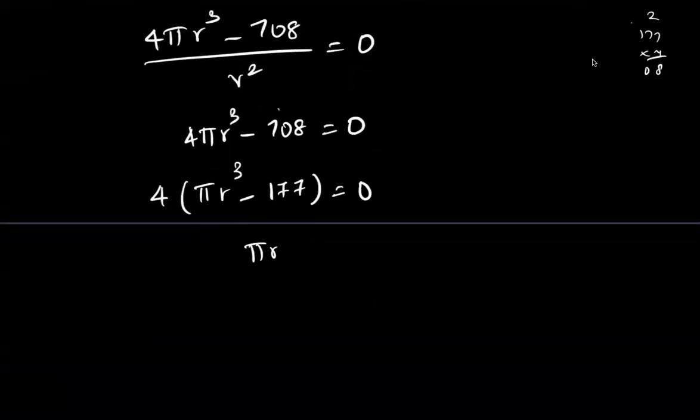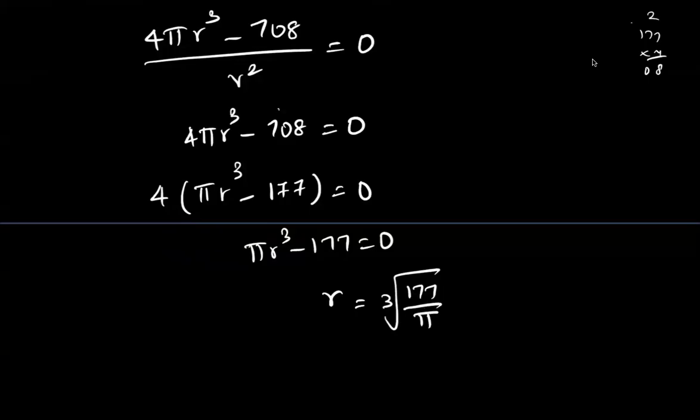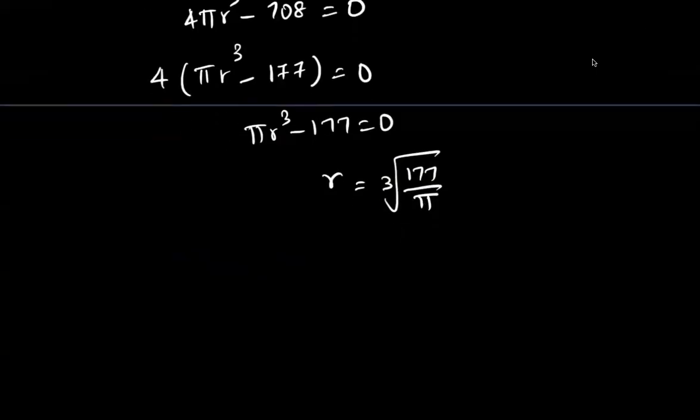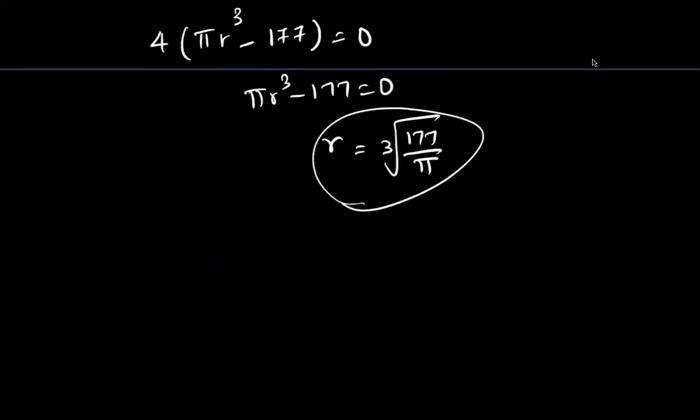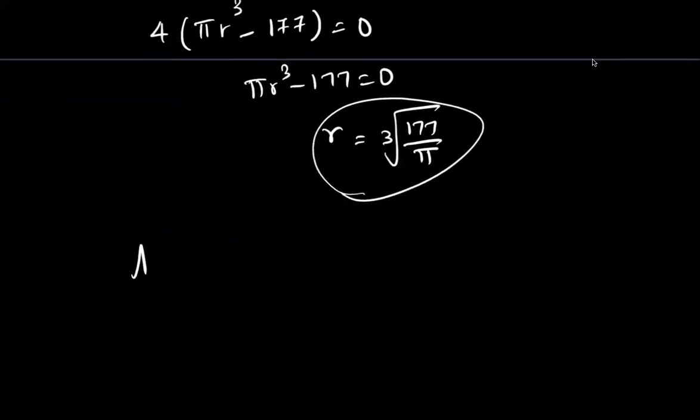Then we set up pi r squared minus 177 is equal to 0. Simplify this to solve for r. R will be cubic root of 177 over pi. Okay, now this is my critical point, right? So then I'm going to take the second derivative.